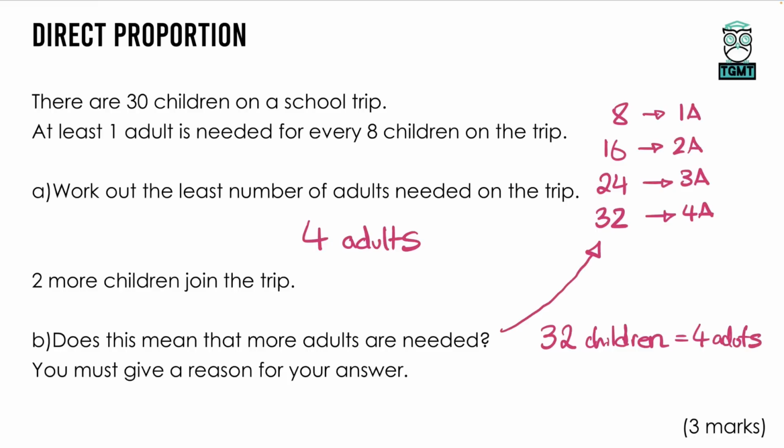So we would write no, because, and then give our reasoning here, which is 32 children is still equal to 4 adults.